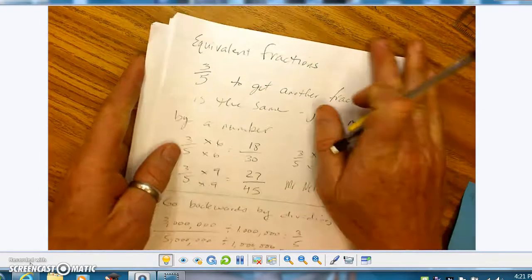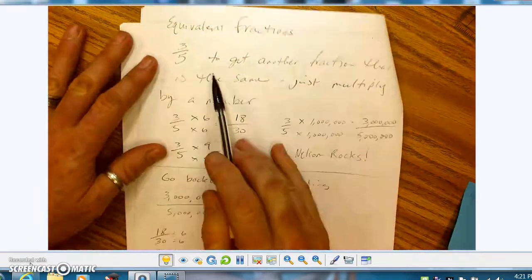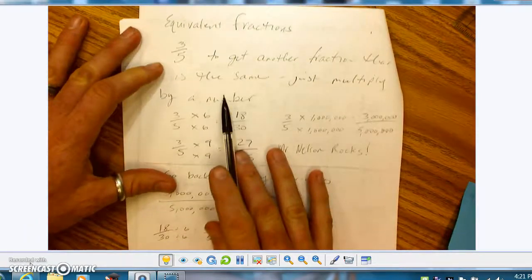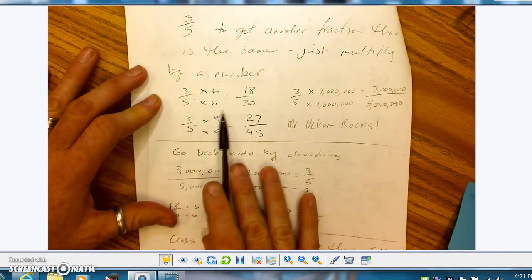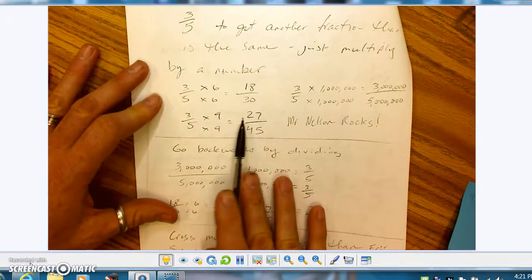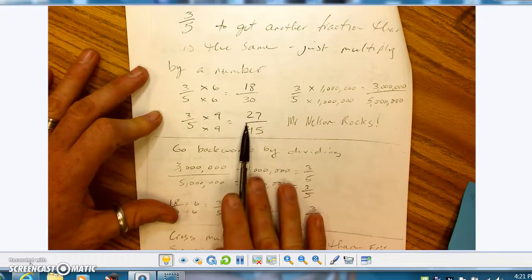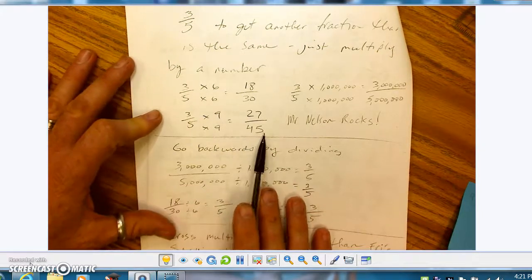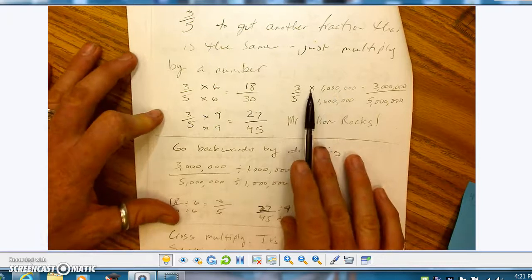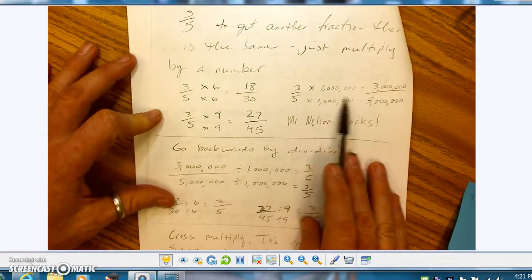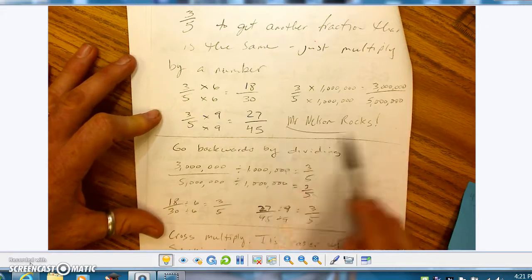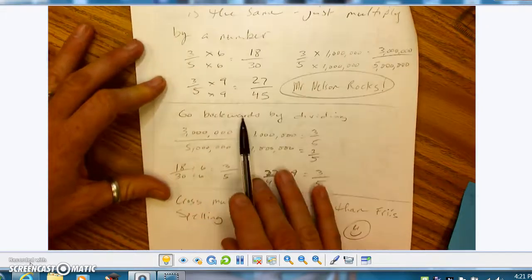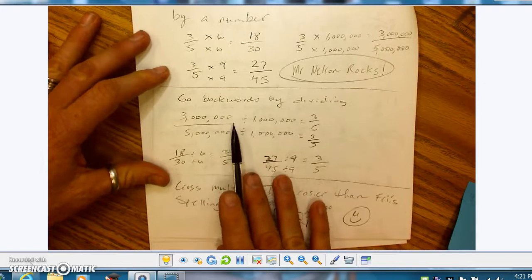Alright. Equivalent fractions. 3/5. To get another fraction that's the same, just multiply it by any number. So I just picked 6. 3/5 times 6 equals 18/30. And I said, what about 9? I said, 27 over 45. It's that easy. I could even do 3 times 1,000,000 and get 3 million over 5 million. And, dude, look at this. That is awesome.